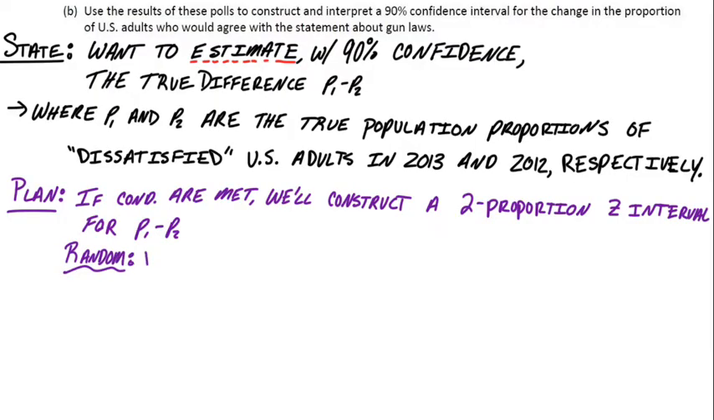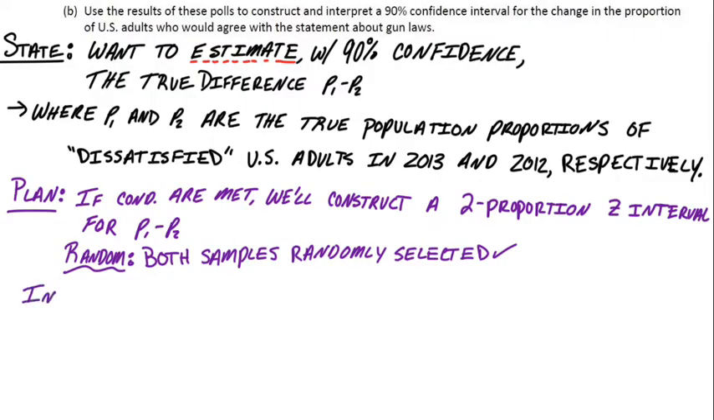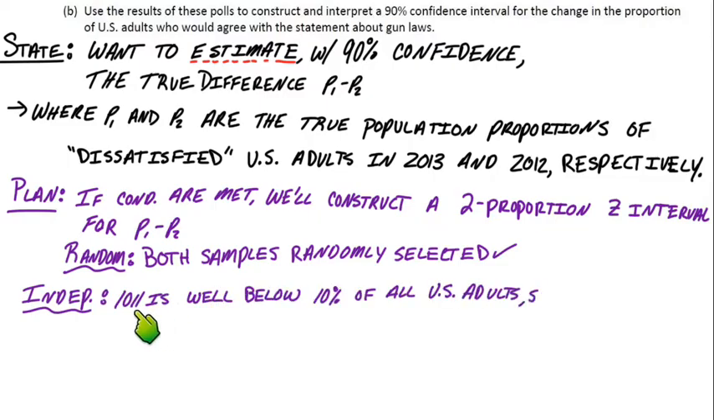So randomness, I believe it said in the problem, right? Both samples were randomly selected. Check mark, that one's good. And independence, this should actually be an easy one, right? I assume they didn't sample with replacement, but the sample size, 1,011, is well below 10% of all U.S. adults, right? So the 10% condition is clear. We are definitely safe there. 1,011 adults is definitely below 10% of the population size for all U.S. adults. So random's good, independence good. The last thing we have to do is meet normality.